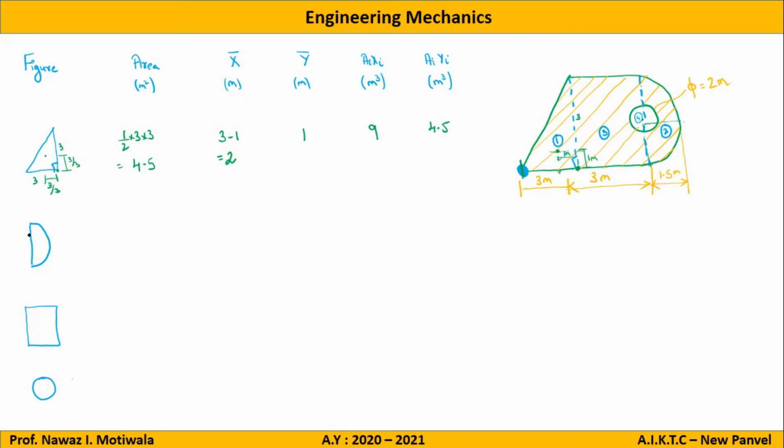Now for the semicircle. For the semicircle we know that this distance is how much? 4r by 3 pi. Now from which point? From this point. Now locate this point in our main figure, which is this one. From here to here the distance is 4r by 3 pi. So from my reference, from here, what will be the distance? It will be 6 plus 4r by 3 pi.